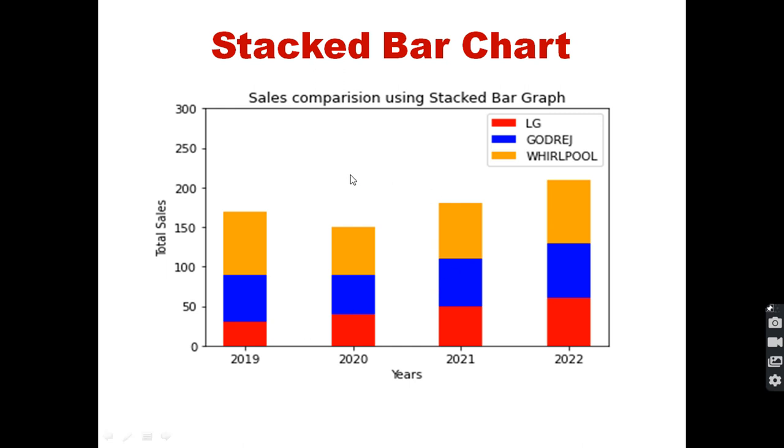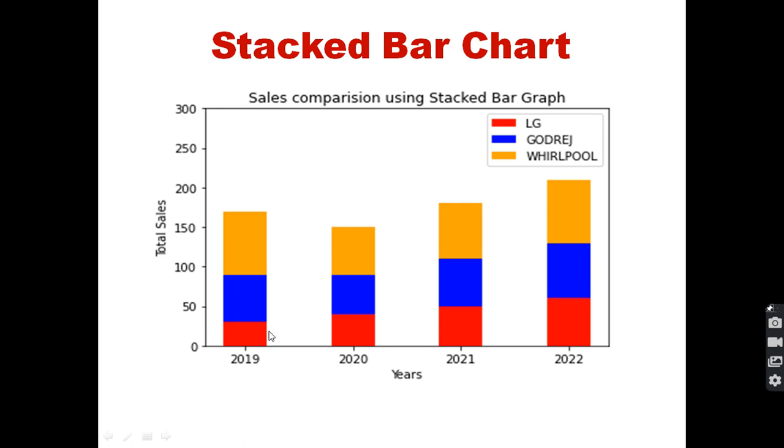In the stacked bar chart, each bar represents the total sales of refrigerators in a particular year. So, this first bar represents the total sales of refrigerators in 2019. Second bar represents the total sales of refrigerators in 2020. The third bar represents the total sales in 2021. Fourth bar represents the total sales in 2022.